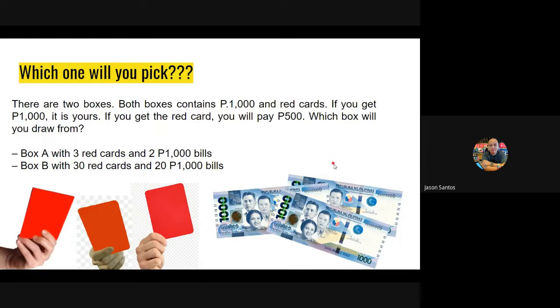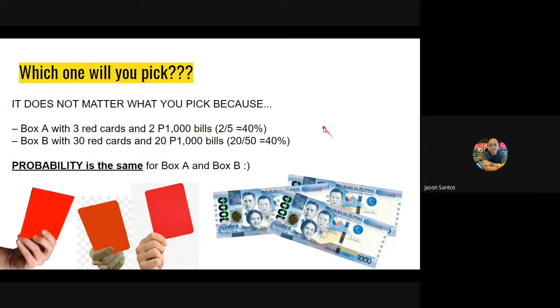In my experience asking this of the class, the answers are always split. They have their own reasons for selecting box A, and others have their own reasons for selecting box B. But the reality is that it does not matter what you pick. Box A, with three red cards and two 1,000 bills, is 2 out of 5 or 40%, while box B, with 30 red cards and 20 1,000 bills, is 20 over 50, or 40%. No matter which box you select, you have a 40% chance of getting 1,000 pesos. The probability is the same for both box A and box B.